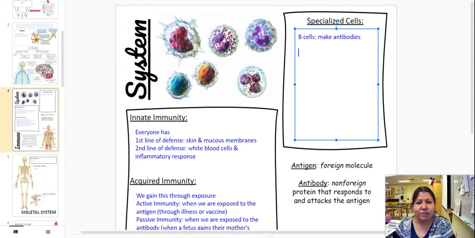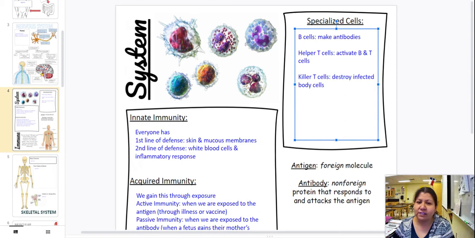Okay, so those are the ones that are responsible for making antibodies. I also have different types of T cells. I have helper T cells, and those activate B and T cells. And then I have some that are really cool that are called killer T cells. Killer T cells destroy infected body cells. So if you have a body cell that has a virus in it or maybe has cancer, then that killer T cell will destroy that body cell.